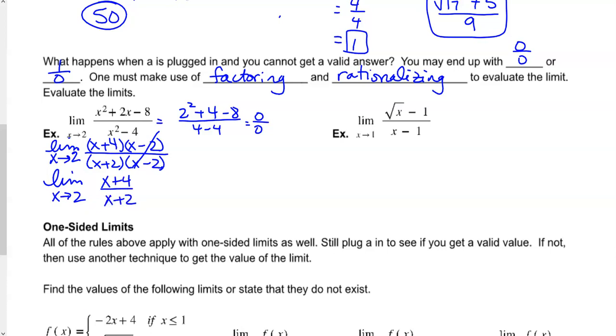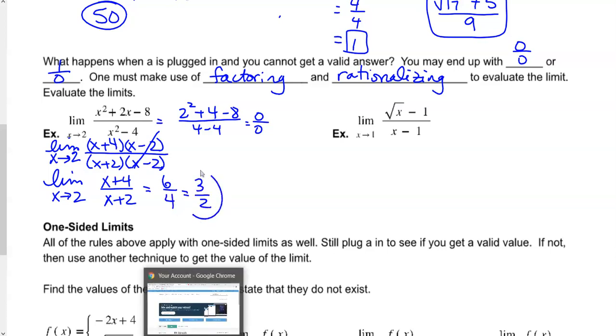So hopefully when I plug that 2 value in, I don't get 0 over 0 this time. That gives me the 0 over 0 that I just eliminated. So when I plug 2 in, 2 plus 4 is 6 over 2 plus 2 is 4. That gives me a nice valid number. It's a fraction, but that's okay. Final answer here would be 3/2.